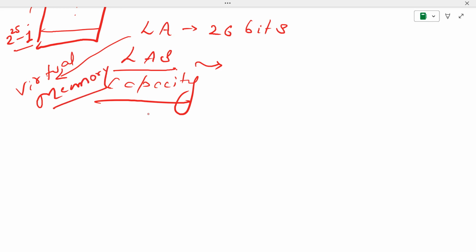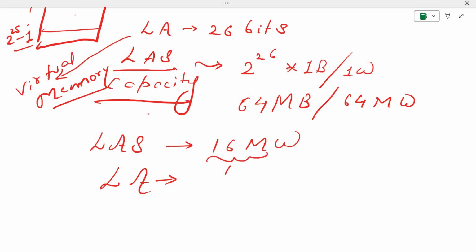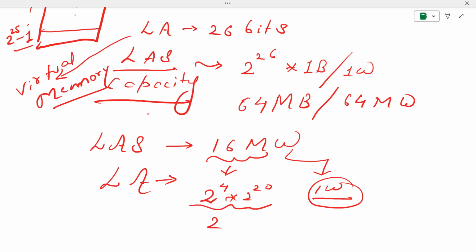So this logical address space will be 2 raised to the power 26 into 1 byte or one word, depending upon whether it is a byte addressable memory or a word addressable memory. So it is 2 raised to the power 6 mega, that is 64 megabyte or 64 mega word. Okay. Similarly, if the logical address space is given as 16 mega word, then to calculate the logical address, this gives us the total number of rows, that is 2 raised to the power 4 into 2 raised to the power 20. Each row contains one word. So the total number of rows will be 2 raised to the power 24.